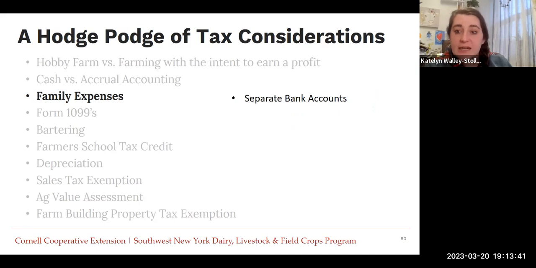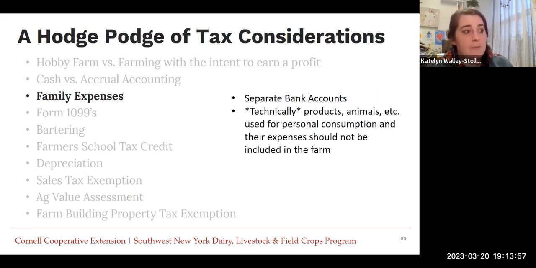When we think about family expenses, so this would be like paying for your groceries, paying for childcare, you need to have a separate bank account to separate out your family expenses and your farm business expenses. Even if you're a sole proprietorship, you need to have a separate bank account. Technically, if you are raising animals, farm products, vegetables, etc., for your own personal consumption, the expenses to raise those items should not be included on your Schedule F.